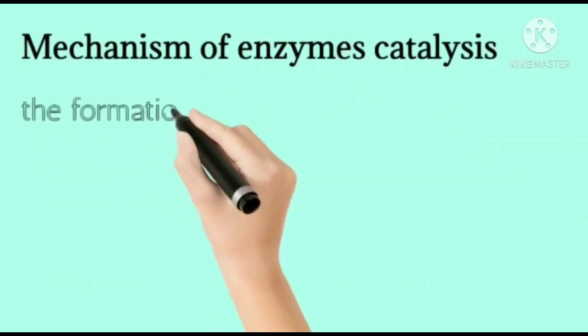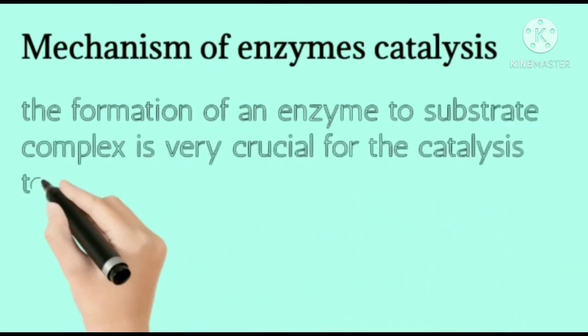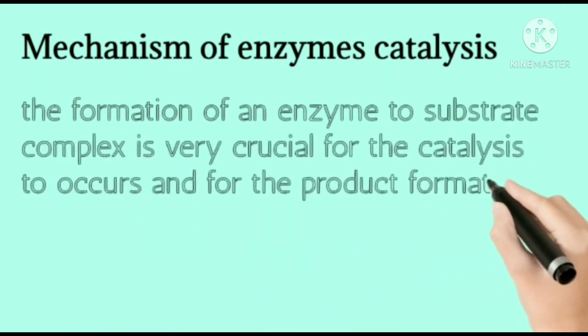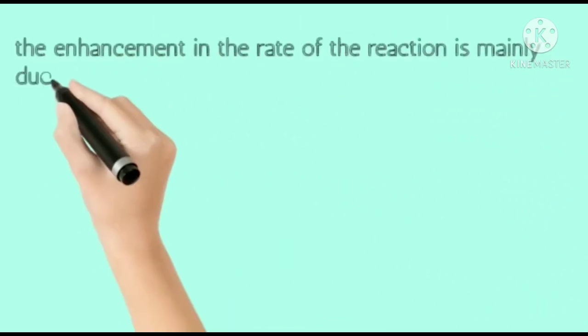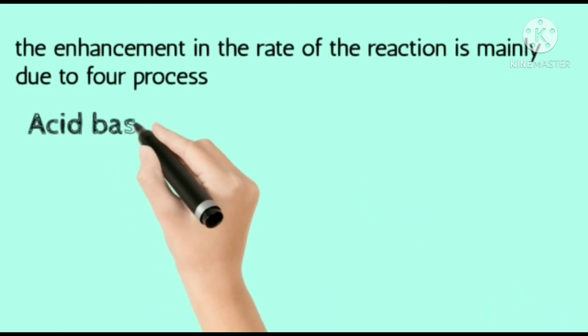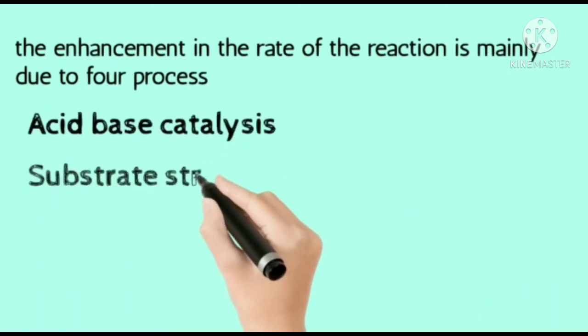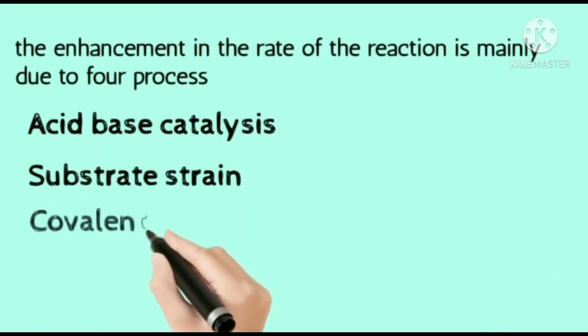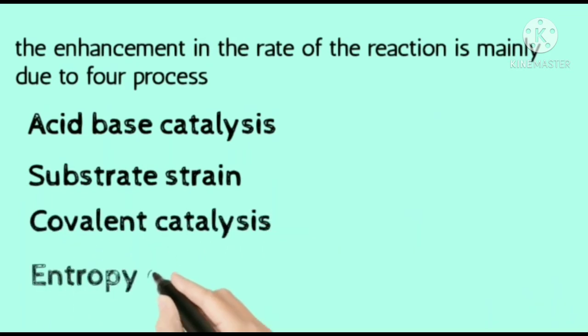Mechanism of enzyme catalysis. The formation of an enzyme substrate complex is critical for the catalysis to occur for product formation. The enhancement in the rate of reaction is mainly due to four processes: acid-base catalysis, substrate strain, covalent catalysis, and proximity effect.